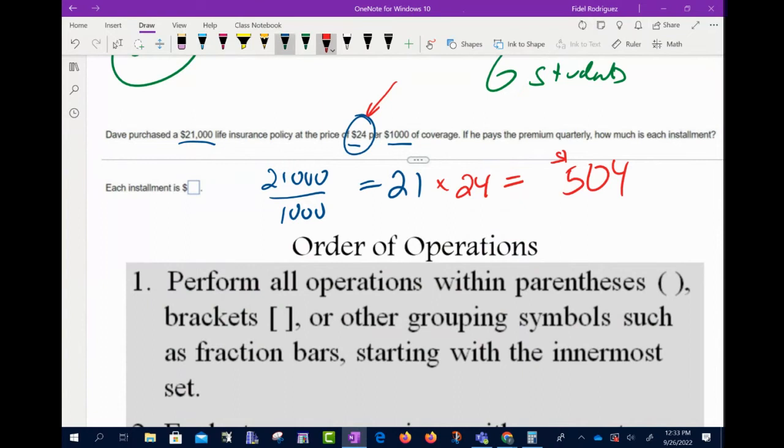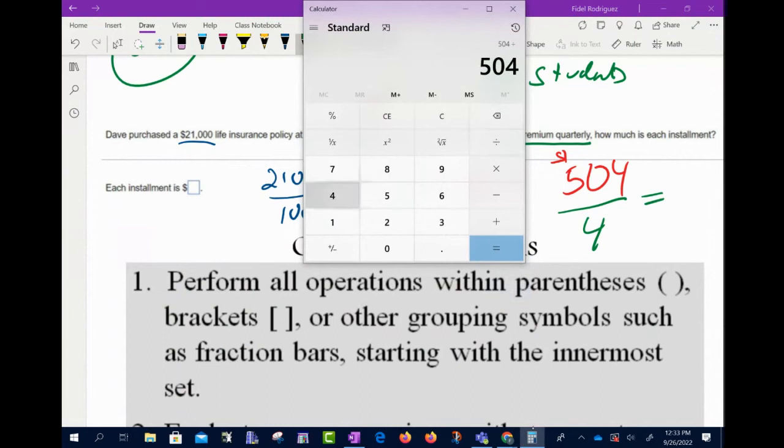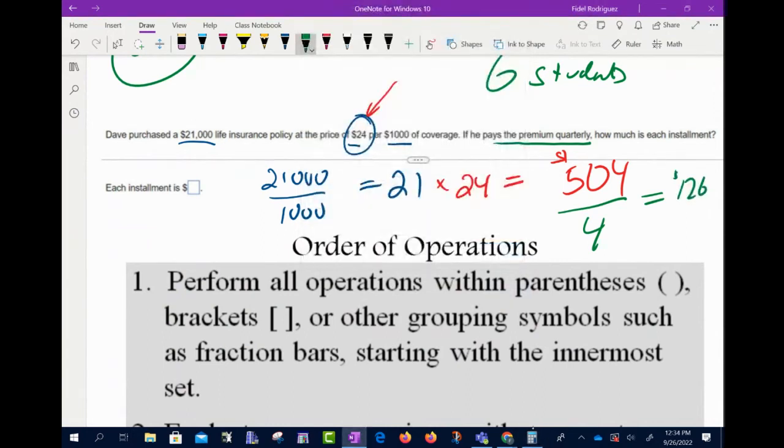But now the question says, if we pay the premium quarterly, when we pay it quarterly, y'all, it means we're going to pay it in 4 chunks. So now I'm going to take that number 504 and divide it by 4. And I'm coming up with 126. So each installment should be $126.